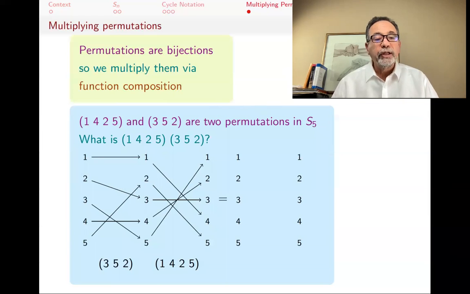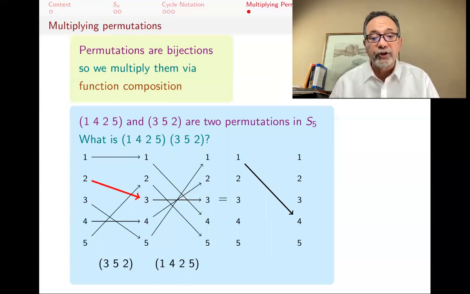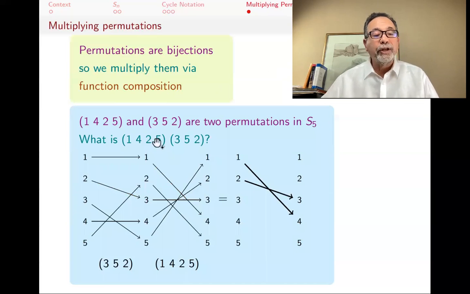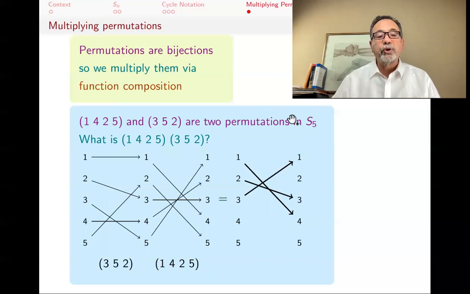Where does 1 go? 3, 5, 2 sends 1 to 1, then 1 goes to 4. And so the resulting thing is that 1 goes to 4. In the product, 1 goes to 4. What about 2? 2 goes to 3 in the first one, and then 3 is fixed. So 2 goes to 3. And we can now continue that. For example, what happens to 3? 3 goes to 5, and 5 goes to 1. So 3 goes to 1.